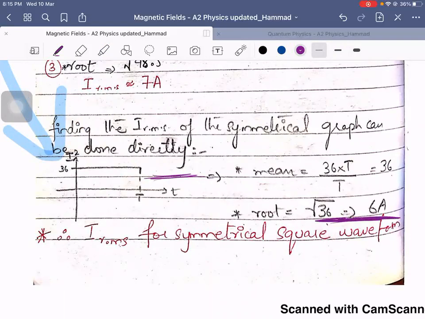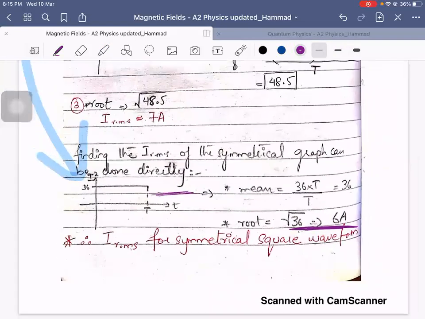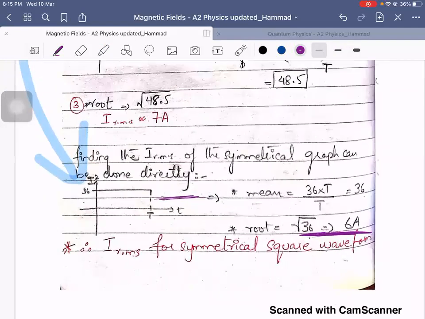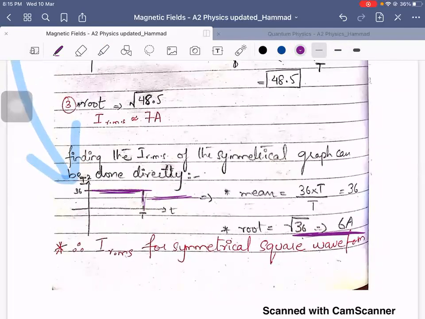You need RMS, right? RMS means root mean square. Your mean would be the average of this wave. The average is 36 T divided by the time for the entire complete cycle, right? And from here, you could get your answer as 6 amperes.